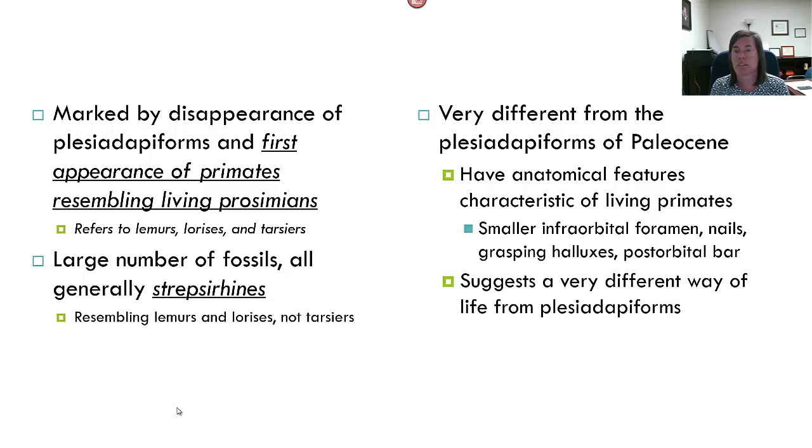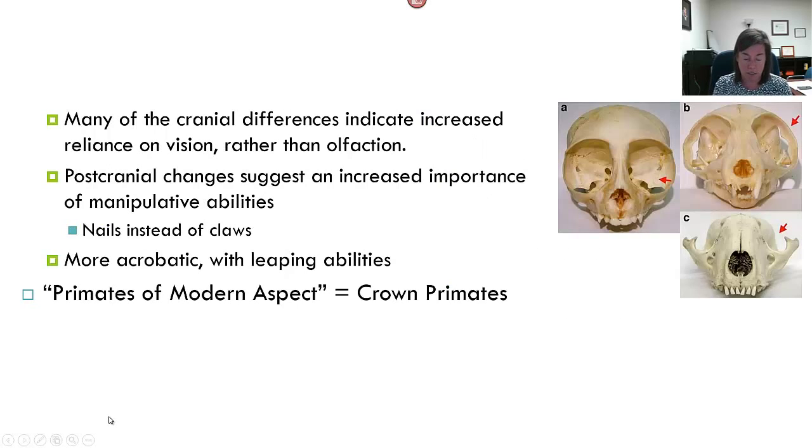These fossils are very, very different from the plesiadapiforms of the Paleocene because they have anatomical features characteristic of living primates. They have a small infraorbital foramen, they have flat nails, they have grasping halluxes, they have postorbital bars. Good synapomorphic characteristics are found in all these living primates, and this suggests a very different way of life from these plesiadapiforms. Many of the cranial features of these Eocene primates indicate increased reliance on vision rather than olfaction.